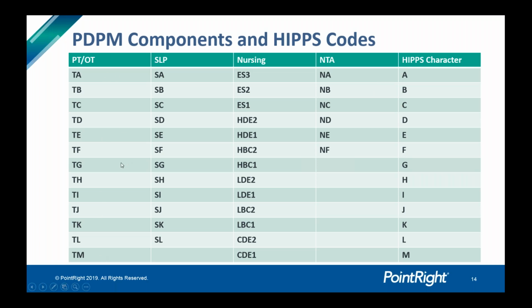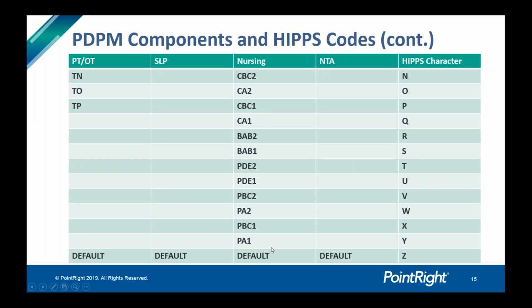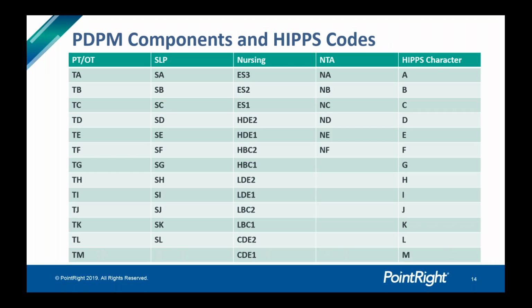Now, of course, there are not the same number of groups for each of the classifications. So PTOT goes down a little bit further. Speech only goes down to SL. NTA only goes down to NF. The nursing category goes all the way down to PA1, which gets a Y. So that's why this goes all the way through the alphabet. Fortunately, it stops at Y so that the default can be Z's across the board. So that's another thing that kind of makes sense. But this is how a HIPS character is assigned.